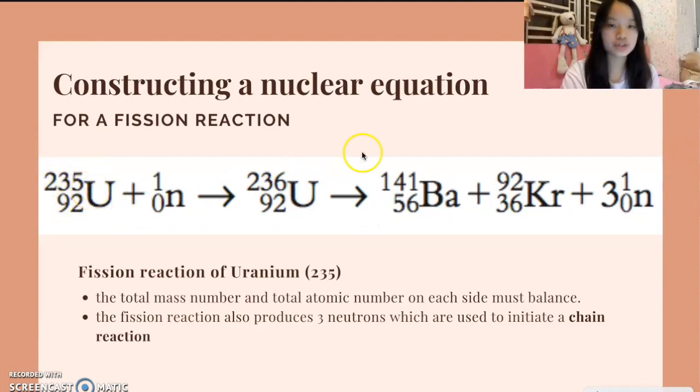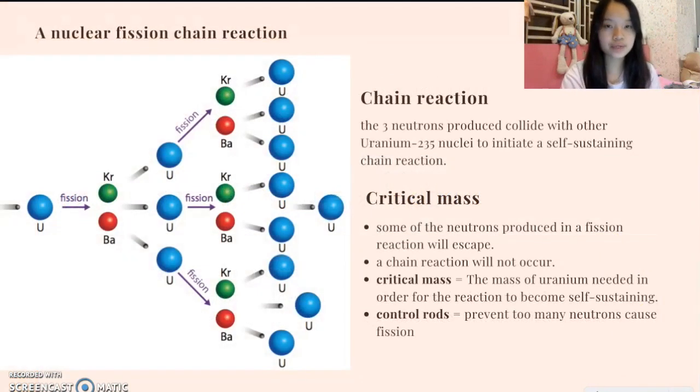In addition to the two more stable nuclei, the fission reaction also produces 3 more neutrons, which are used to initiate a chain reaction. And here we can see that in a nuclear reactor, the 3 neutrons produced in each fission of uranium-235 will go on to collide with other uranium-235 nuclei to initiate a self-sustaining chain reaction, which we can see in this diagram right here.